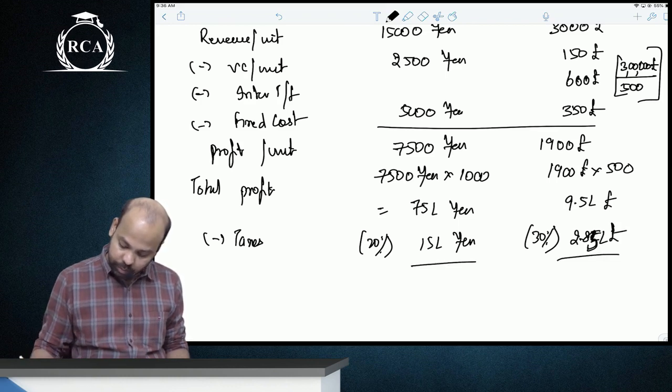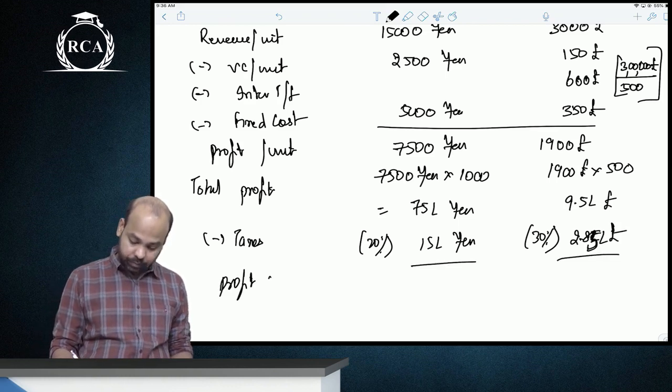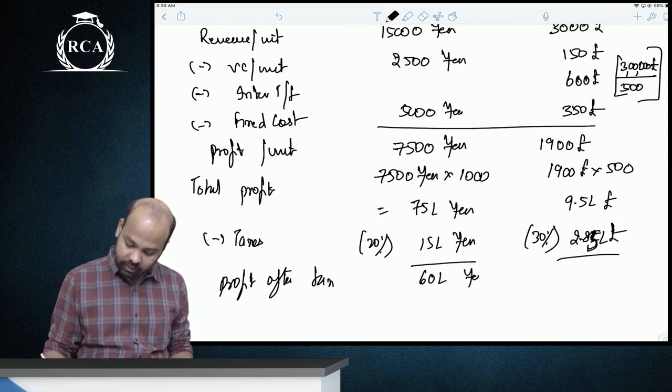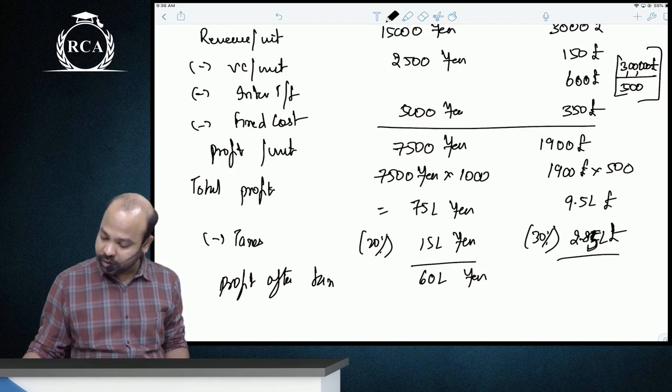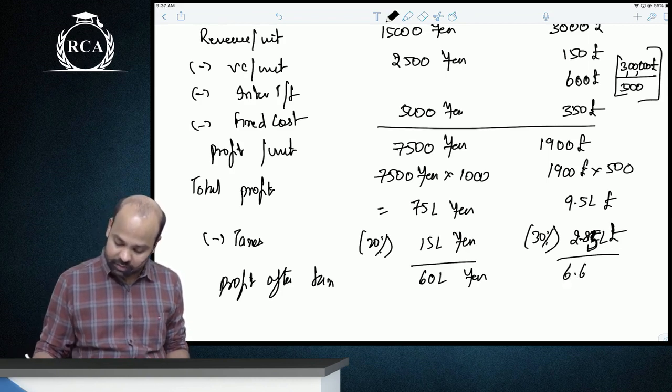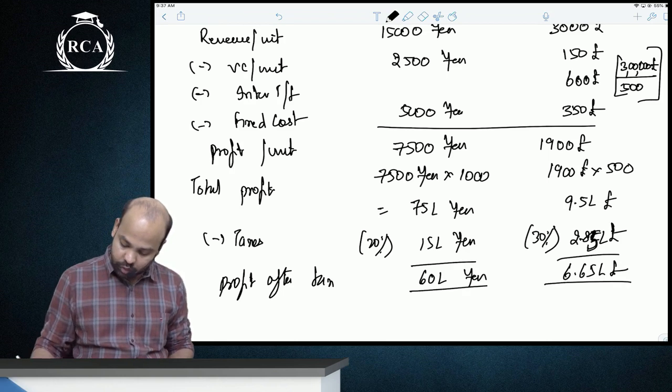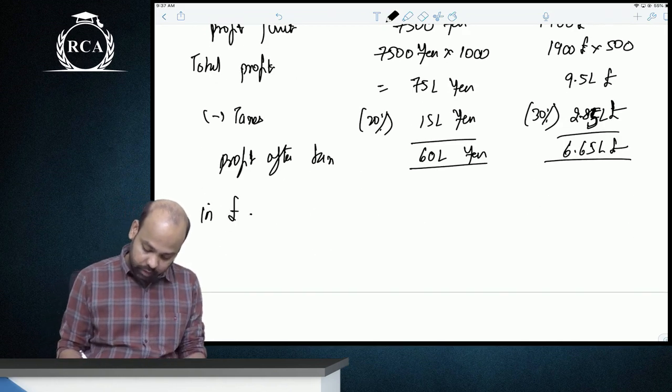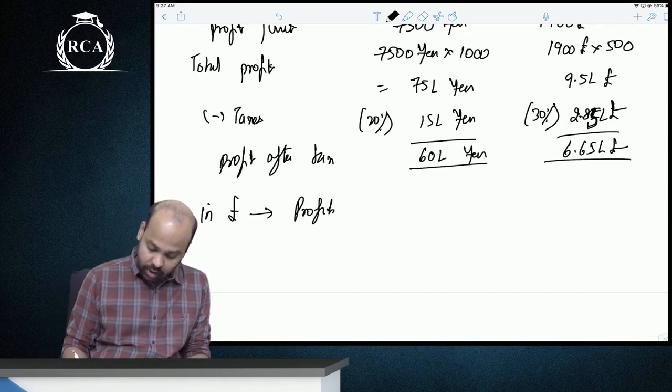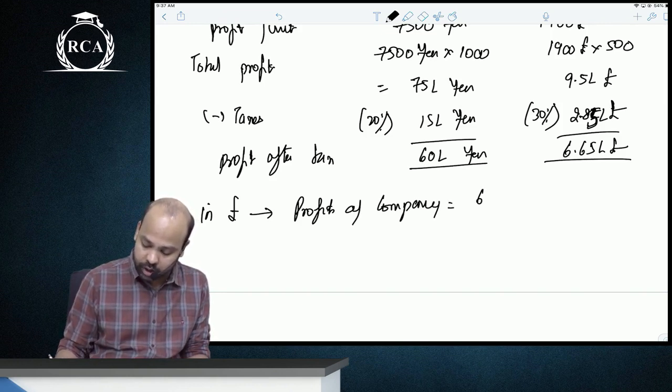2,85,000 pounds. So your profit after tax for Beta is very simple, guys: 60 lakh yen, and here 9.5 minus 2.85, that is 6,65,000 pounds. If you want to convert everything for Beta into pounds, the profits of the company, you can convert as such, guys. You can either convert yen into pounds or you can convert pounds into yen.